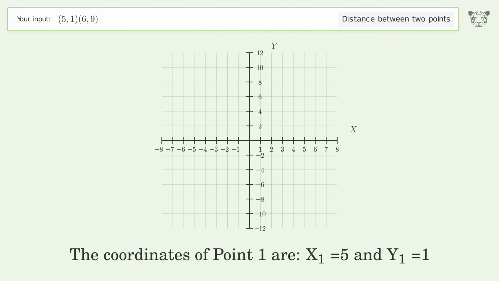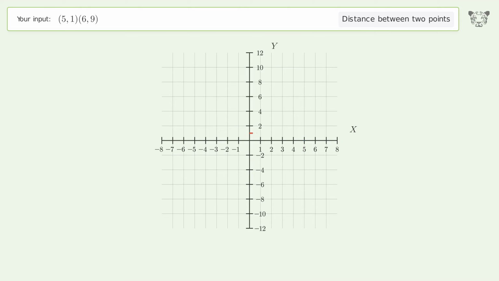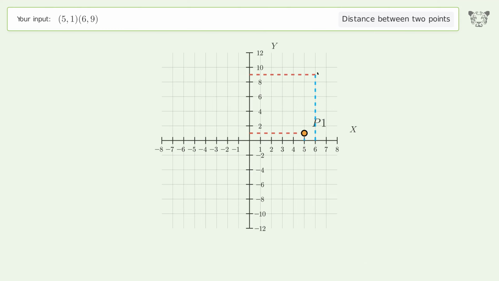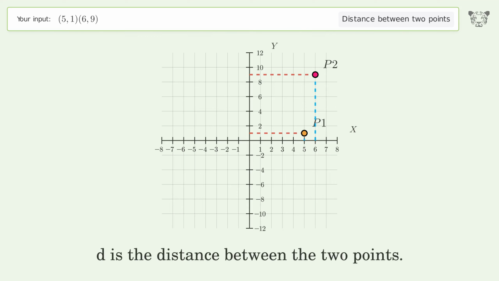The coordinates of point 1 are, x1 equals 5 and y1 equals 1. The coordinates of point 2 are, x2 equals 6 and y2 equals 9. D is the distance between the 2 points.